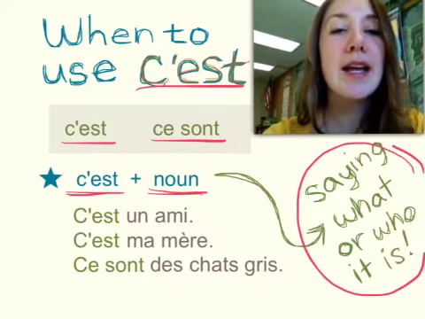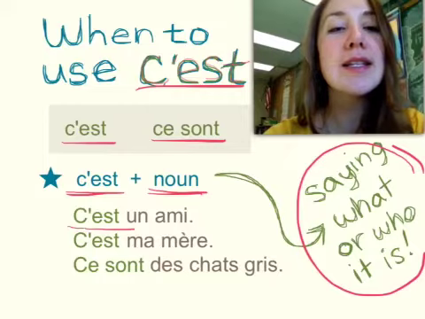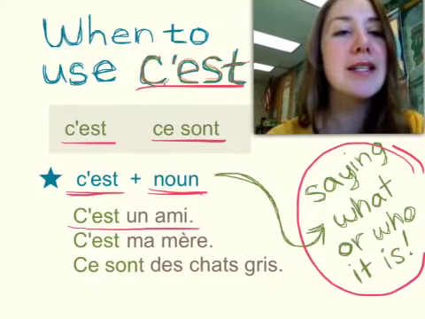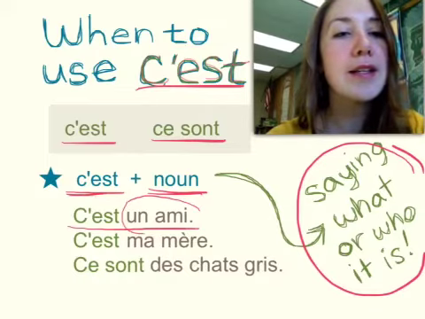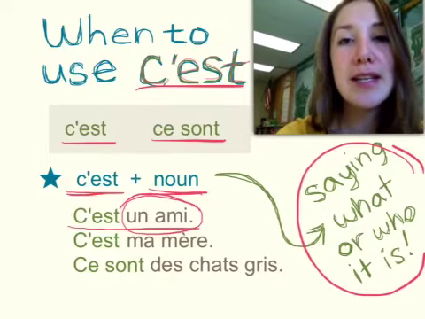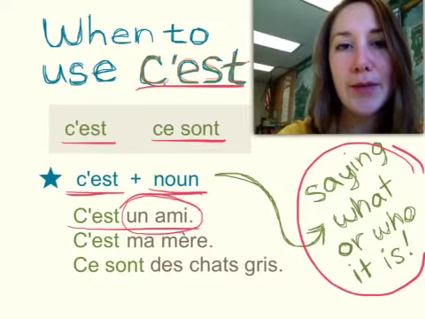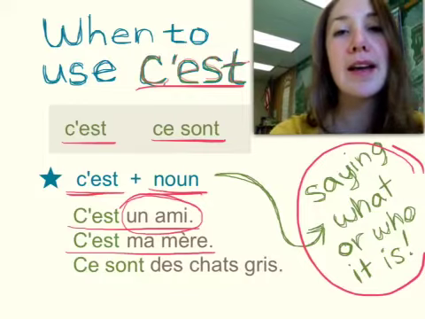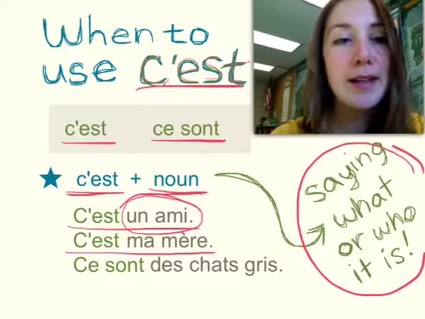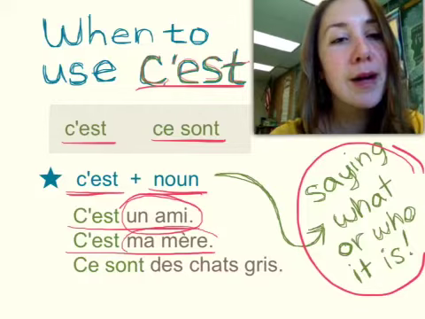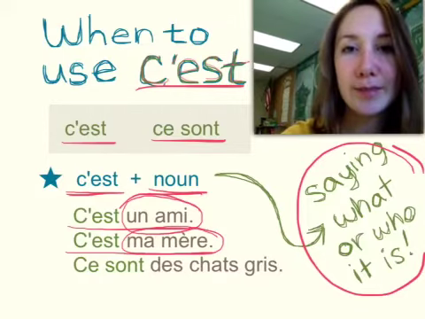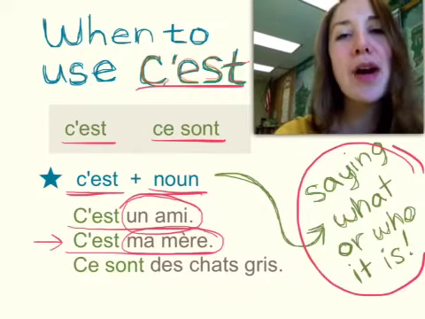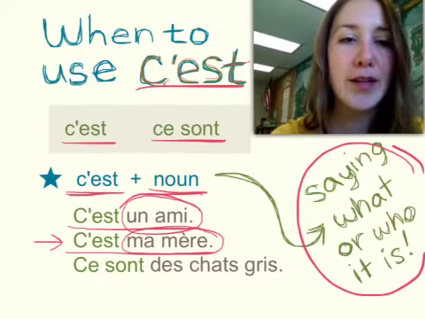If I wanted to say he's a friend, I would say c'est un ami. C'est un ami. This is very different from English, right? C'est un ami. He's a friend. What is he? Who is he? A friend, and that's a noun. If I wanted to say she's my mom, I would say c'est ma mère. C'est ma mère. And notice, ma mère is also a noun. Okay? So even though this looks like it is my mom, I'm saying she's my mom. This is how we do it in French.